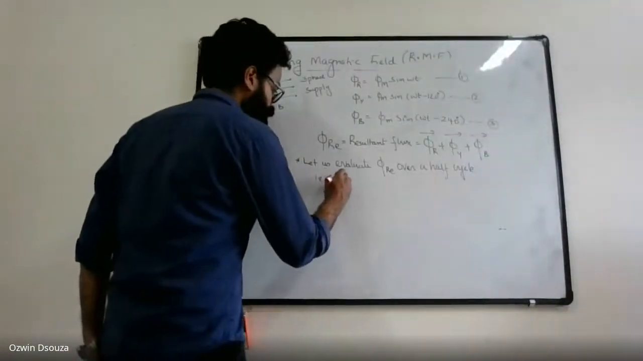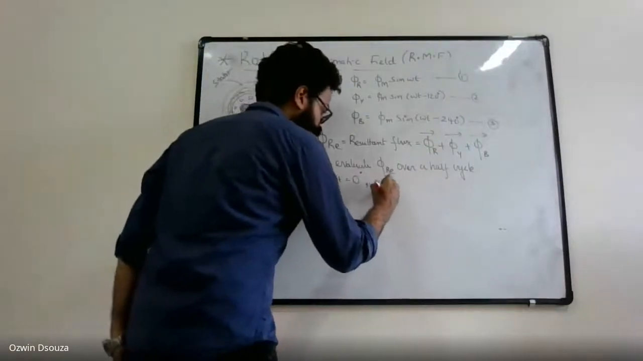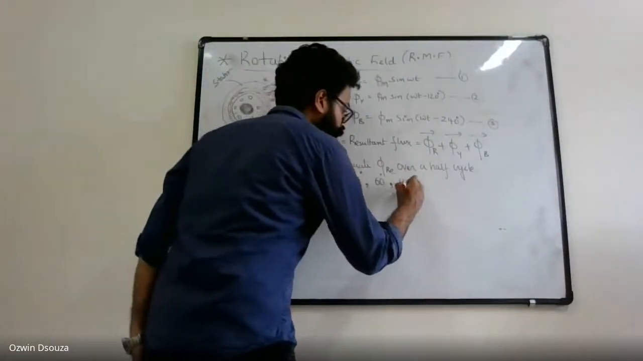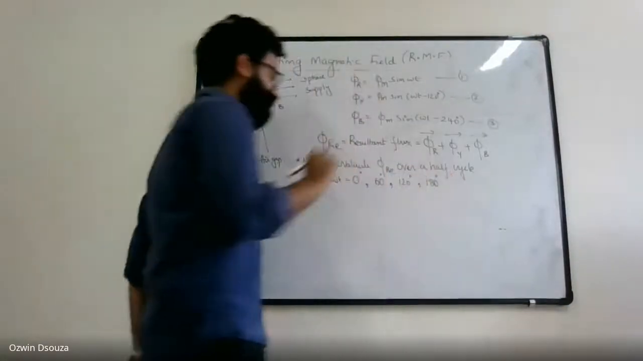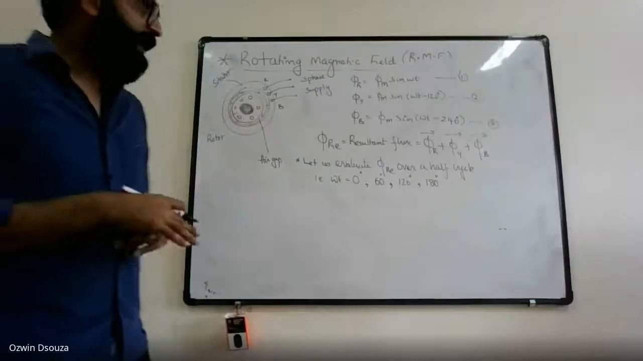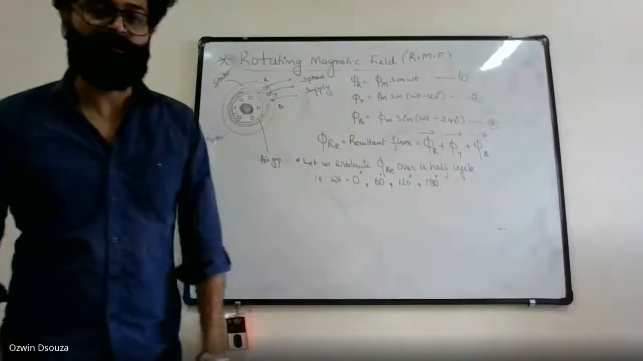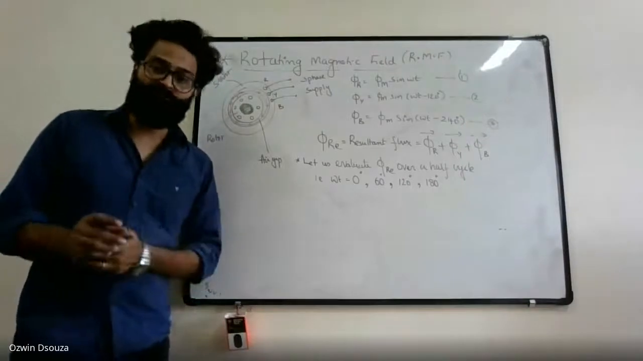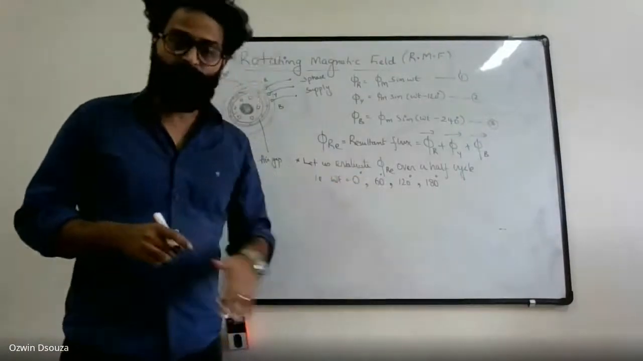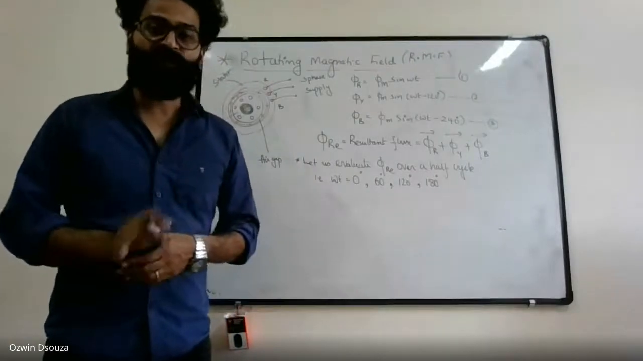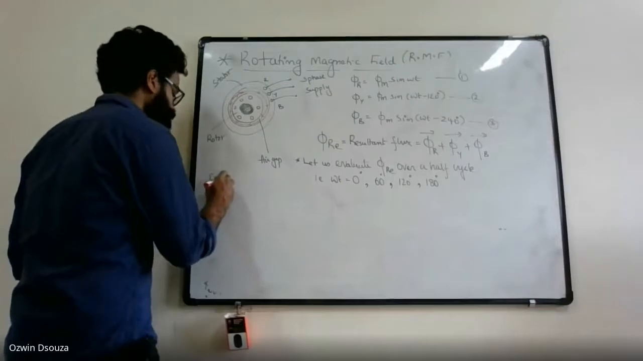That is omega t equal to, let's say, 0 degree, 60 degree, 120 degree, and 180 degree. If you can carry out the analysis for one half cycle, that's more than sufficient, because sine wave is a symmetrical waveform. So what happens in the positive half cycle is going to happen in the negative half cycle as well. All right, fine. So case 1, let us consider.